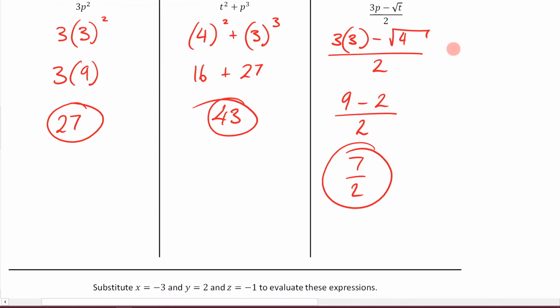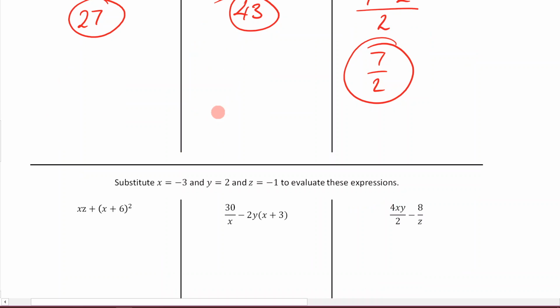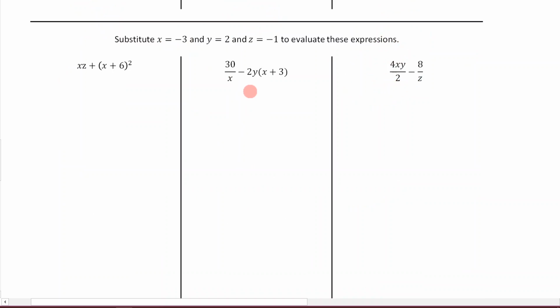But remember, you'll get a mark just for this step, just for subbing things in. And if you do make a silly mistake, as I do sometimes, you'll still get that mark just for subbing in correctly. And subbing in is pretty easy.